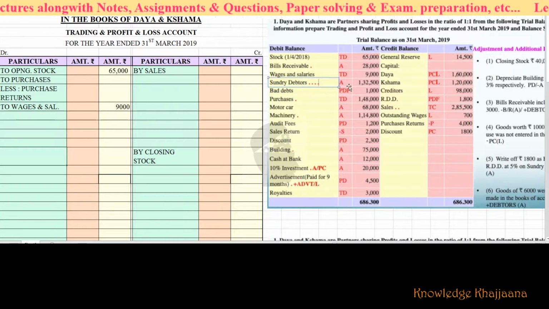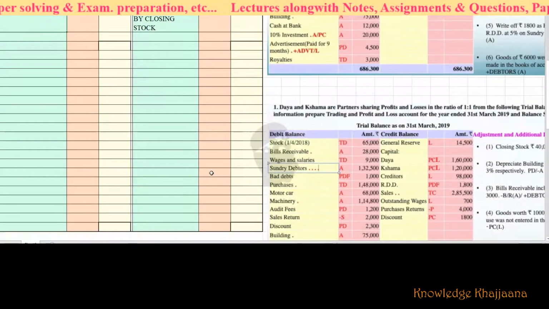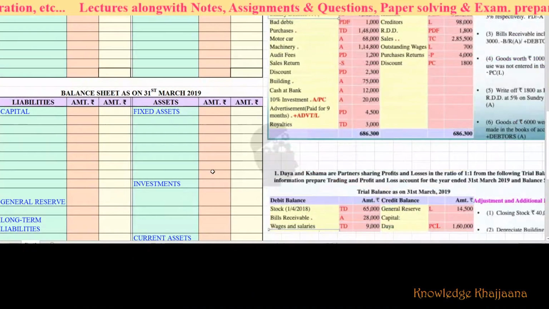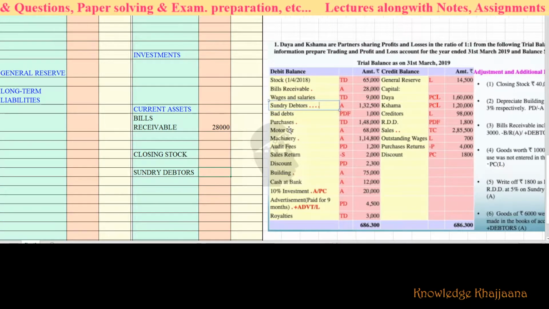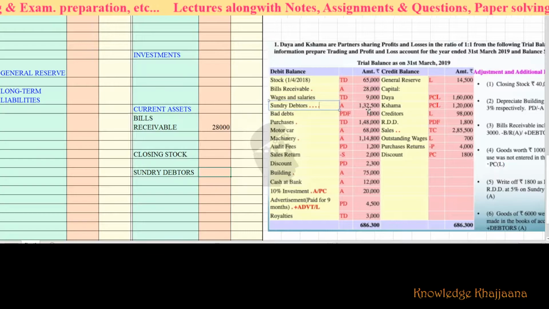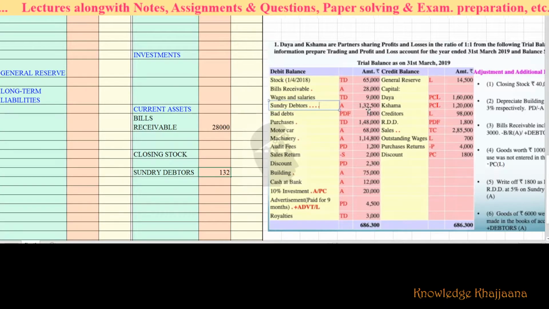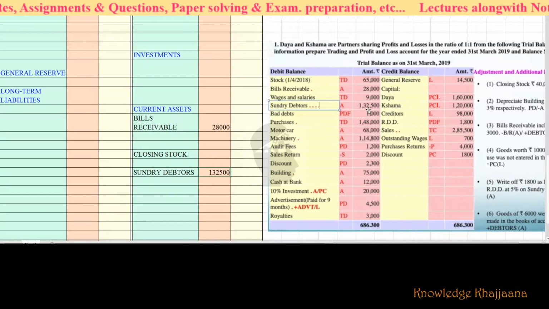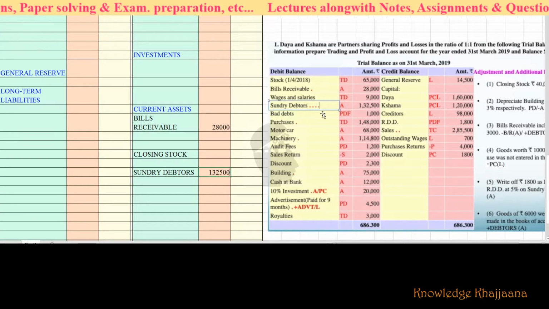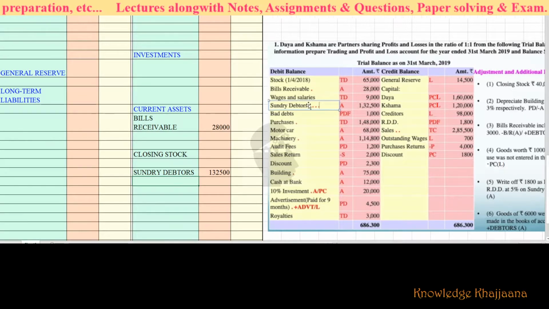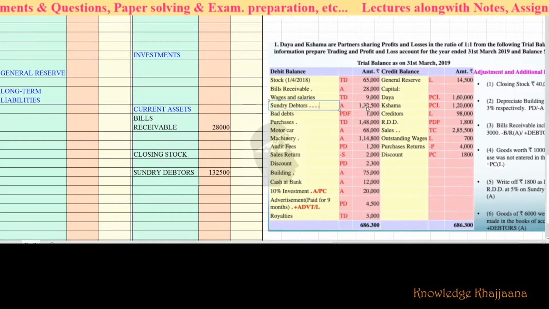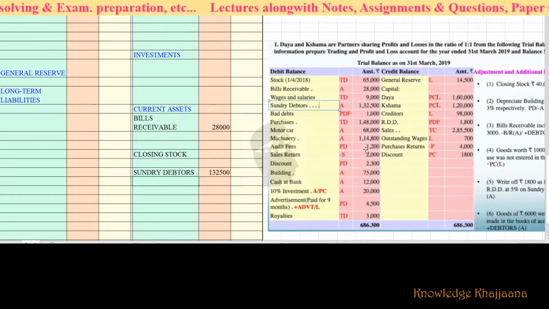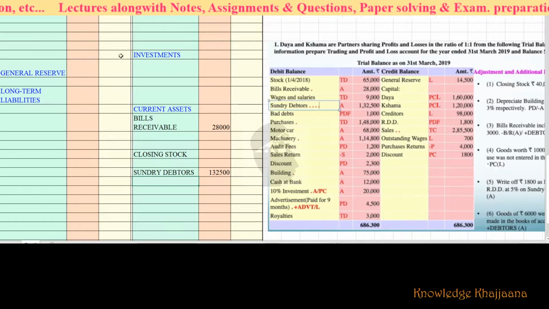Then sundry debtors. See, sundry debtors, it is an asset. Which kind of asset is it? It is a current asset. So we will write sundry debtors amount 1,32,500. Because there are 4 adjustments, we'll write the first adjustment over here, the first entry which is given in the trial balance, that is sundry debtors asset 1,32,500.